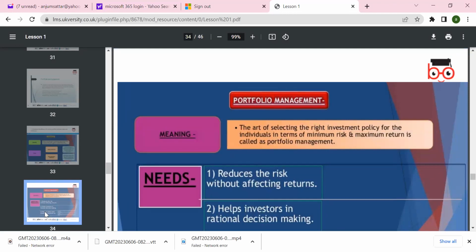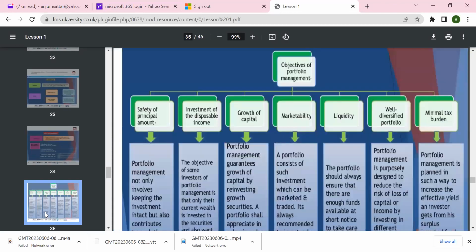So portfolio management is the art of seeking the right investment policy to reduce the risk and help investors increase returns. The objectives of the portfolio: safety of the principal amount, meaning how much is safe to invest, the disposable amount, the amount you have spare. Growth of capital, how capital can grow through goodwill as well as the return, financially, socially and morally, so that society can benefit from it. And well diversified projects and minimizing the tax burden, which we need to look at as well.